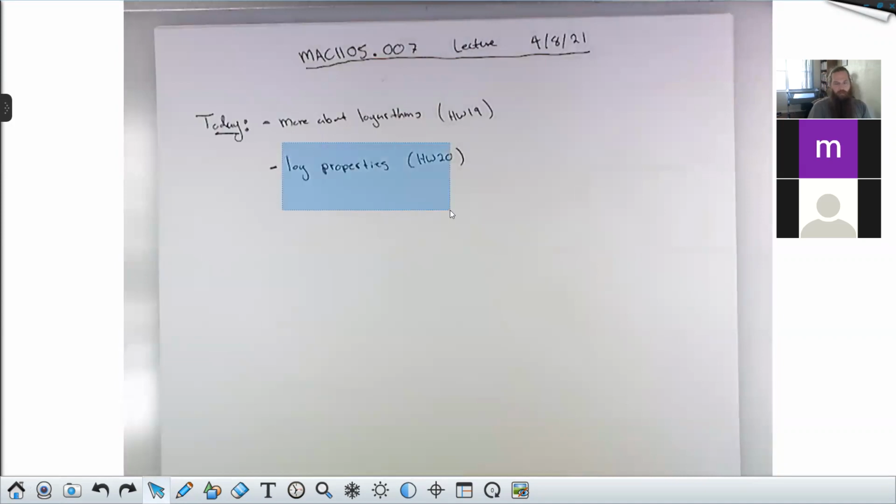So log properties, these are those things I was hinting at the end of our lecture on Tuesday. You might be tempted to try to cancel or manipulate or expand or distribute, do things with logarithms. But trust me when I say most of those things are not kosher. I will show you the things which are kosher today.